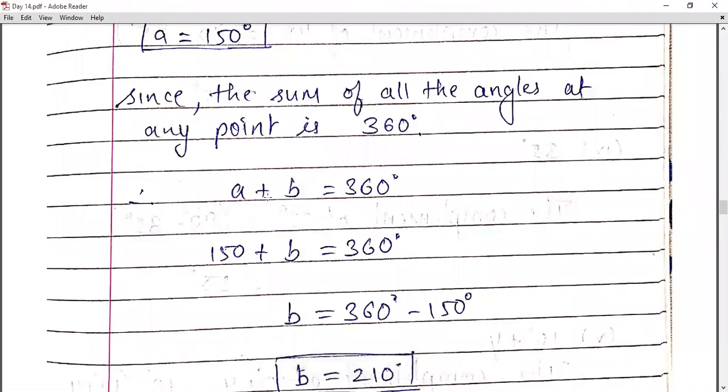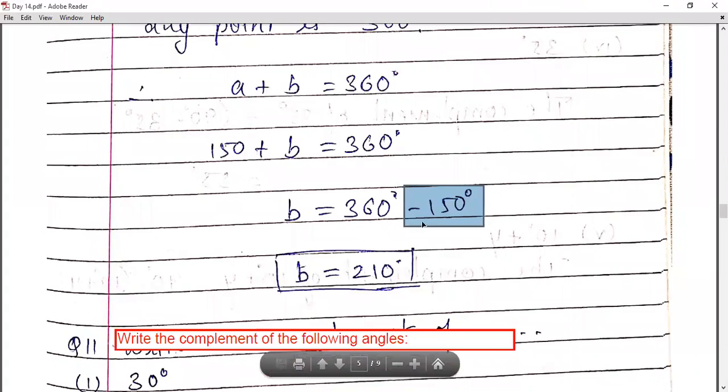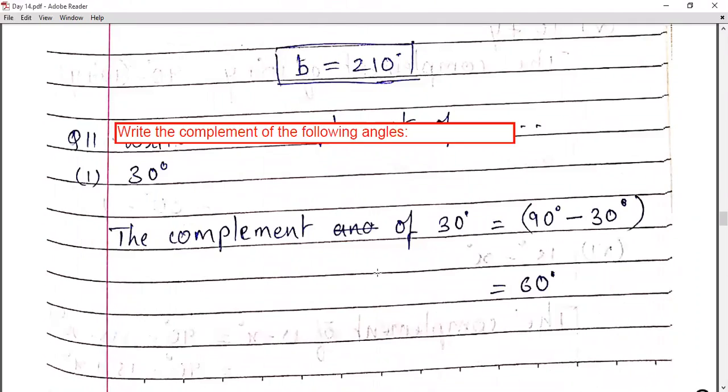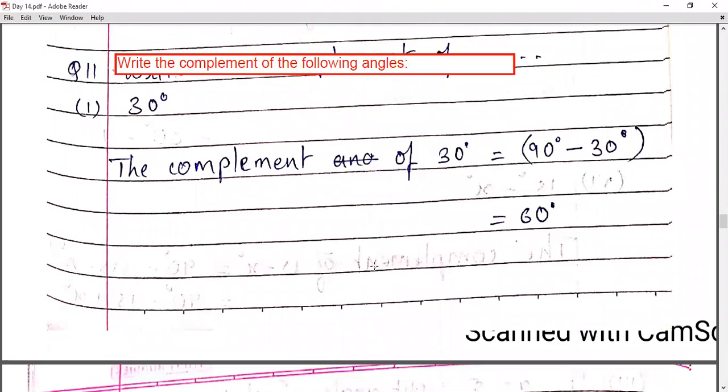Again, now since the sum of all angles at any point is 360 degrees, that is A plus B is equal to 360 degrees. Substituting the value of A in the above equation as 150 degrees and then transferring it to the other side will make it minus 150 degrees. On subtracting 150 from 360 degrees, you'll get B as 210 degrees. This ends question number 10.